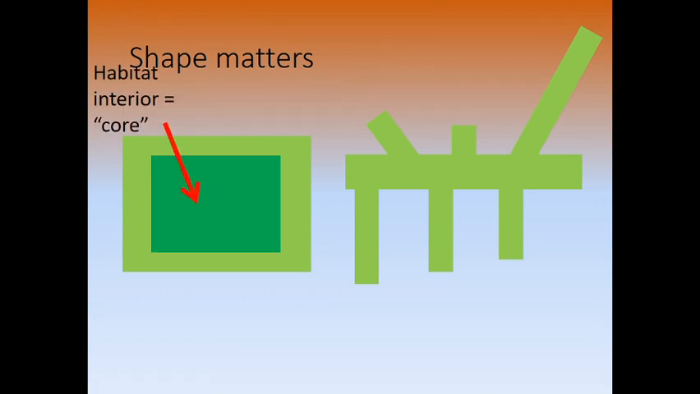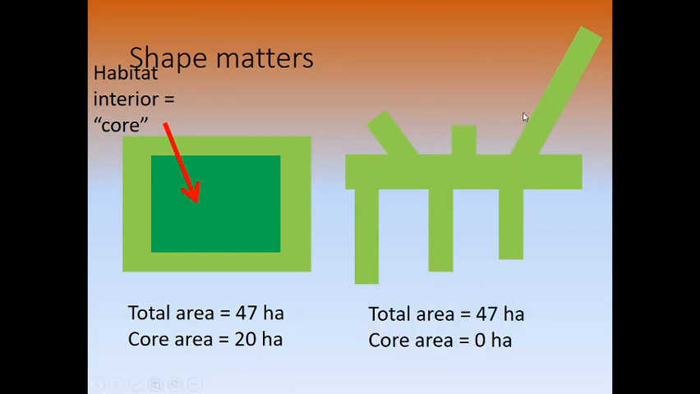And the shape also matters. If you have just a square or a circle, you can have a decent amount of core habitat. So in this example here, we have 47 hectares of total area, and the core area might be something like 20 hectares. But if you have this shape here that also took 47 hectares, there's essentially no core area, because it's all these skinny little projections.